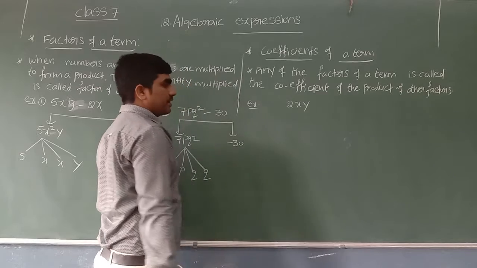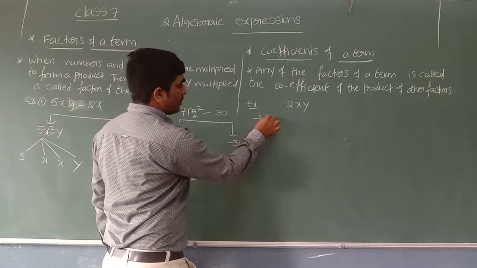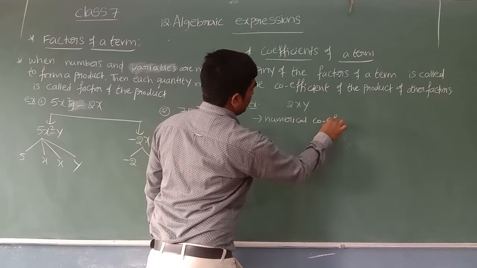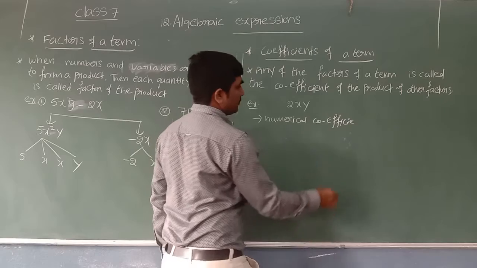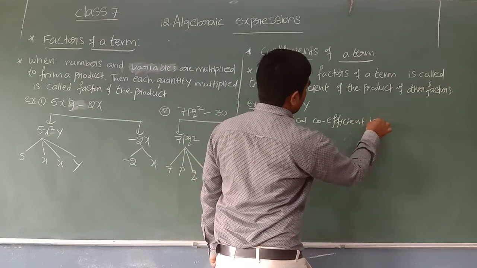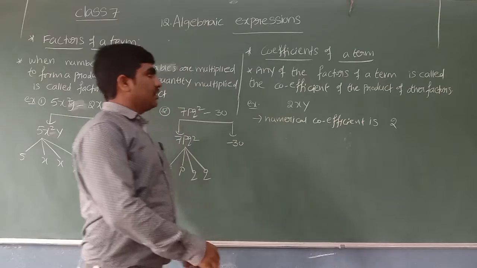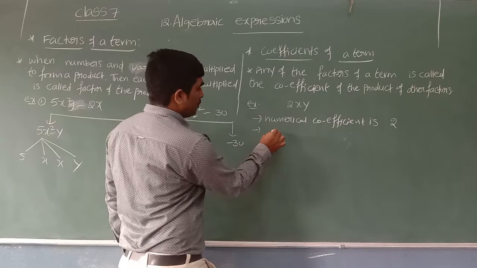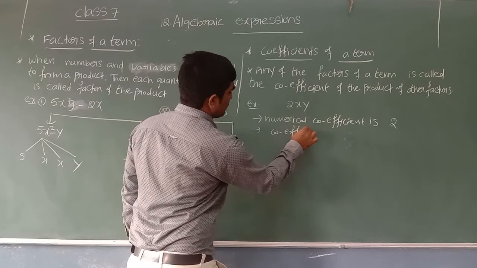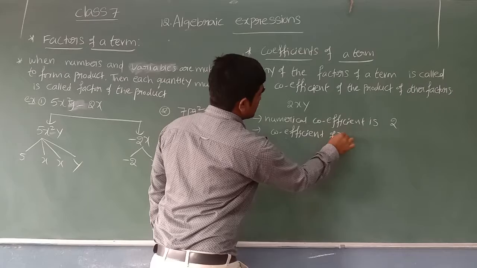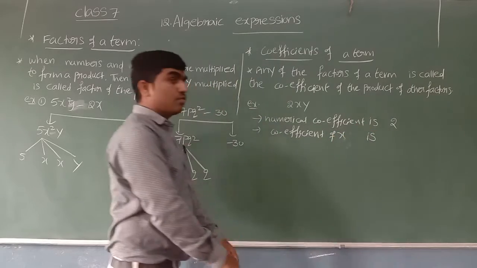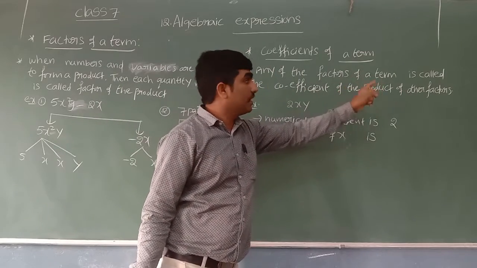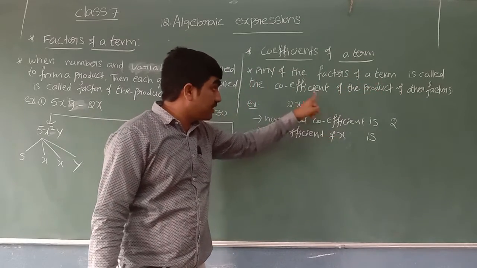2xy. Here the numerical coefficient is how much? 2. Numerical coefficient is nothing but the constant. Constant is what, beta? 2. Suppose if I ask you what the coefficient of x is, how can you find the coefficient of x? What is meant by coefficient? I said any factor of a term is called a coefficient. Here x is a factor of this term.